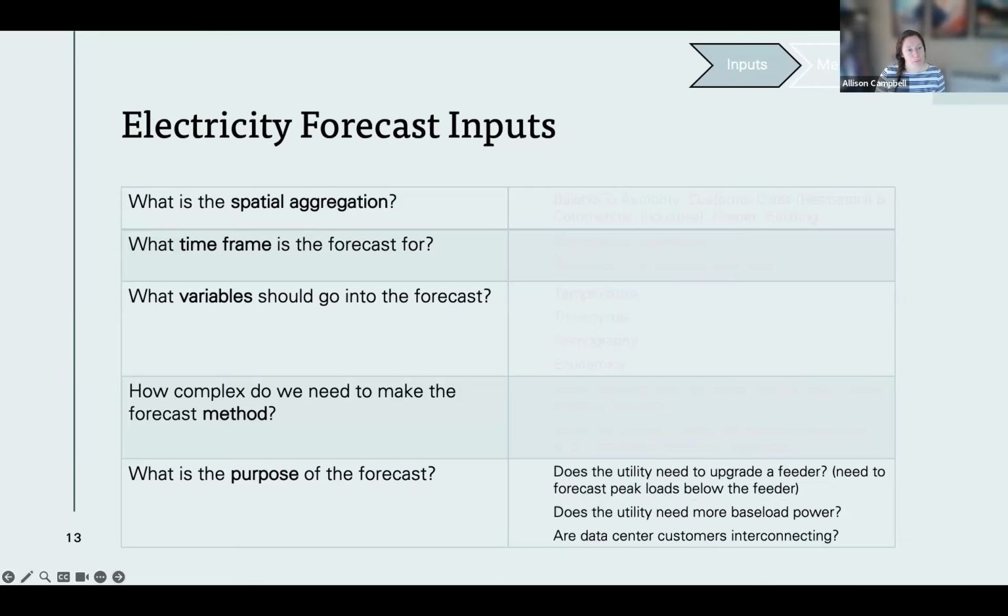And then finally, what's the purpose of the forecast? Does the utility need to upgrade a feeder? Meaning, do they need to forecast the peak loads below the feeder? Does the utility need to consider more base load power? For example, are there more data center customers that are likely to be interconnecting?